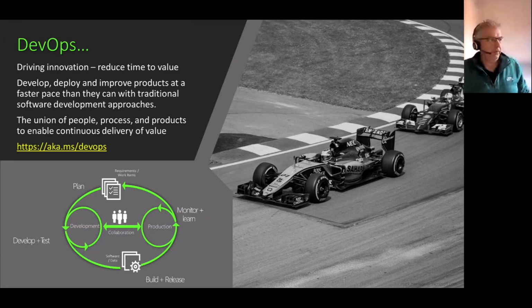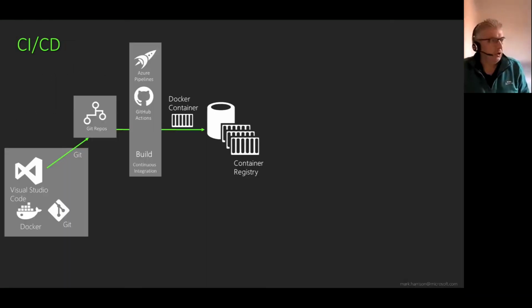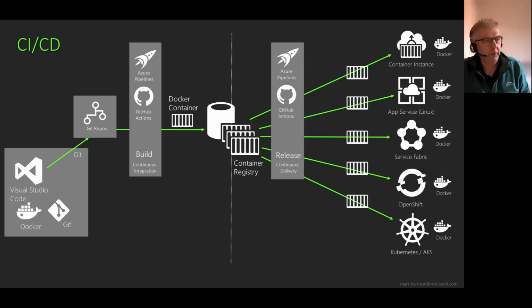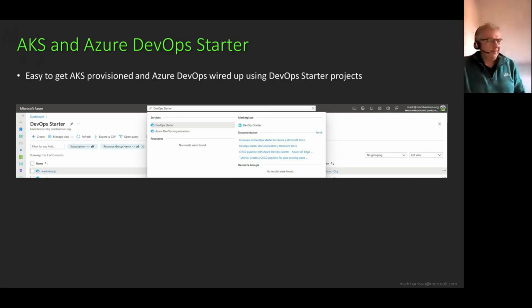Let's talk about DevOps. I guess you all know about DevOps. It's this engine that drives innovation, doing things faster and better than you can with traditional software approaches. And we've seen this diagram. What we did was we created that app. We had a pipeline that built a container, and then, in our case, we deployed it out to Kubernetes. If you want to get started with this, this is a really great way of getting going.